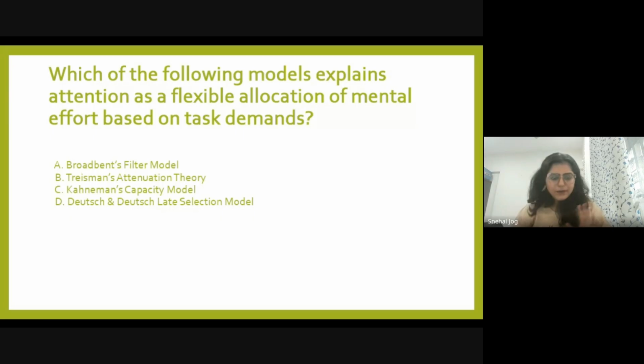Now, first we start with basic MCQs, like you know the drill. First, let's understand how much we know. Which of the following models explains attention as a flexible allocation of mental effort based on task demands? I know these are a lot of words here. Are we familiar with these theories by any chance?